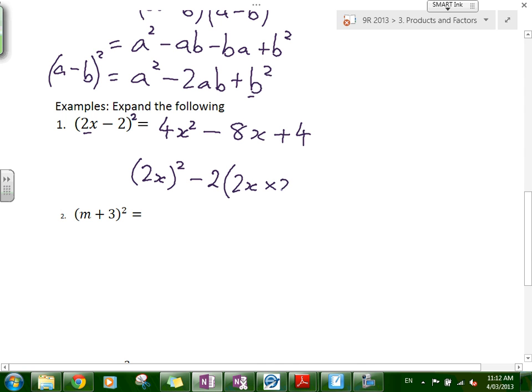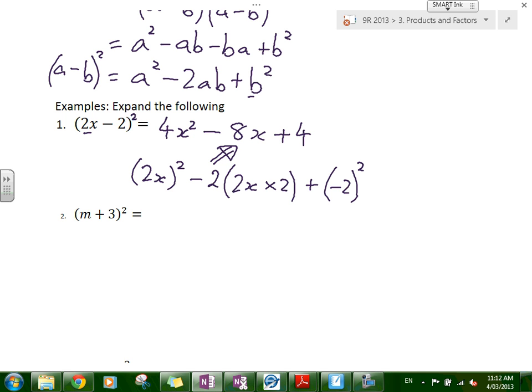So what this is, is 2x all squared, minus 2 times 2x times 2, plus minus 2 squared. That's what I've done here. I've squared the first term. The second term, I've multiplied the 2 together and then doubled it. And then the last term is I've squared the second one. So I end up with 4x squared minus 8x plus 4.